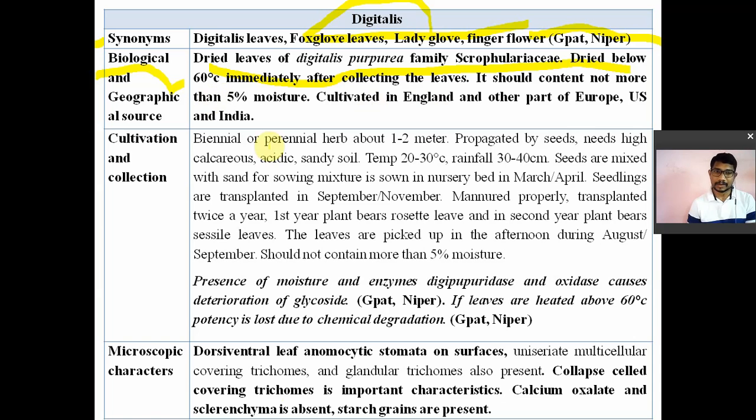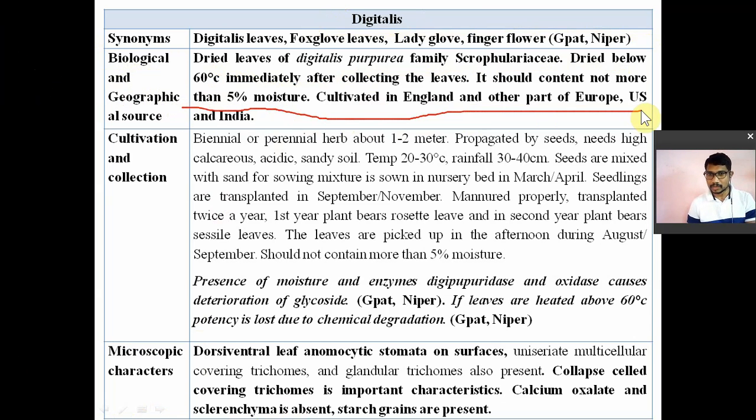Otherwise the potency of the cardiac glycosides will be lost due to decomposition. And if your collected plant has more than 5% moisture, again the potency is lost, or the glycoside will be hydrolyzed. So if you dry these digitalis leaves above 60, potency is lost due to decomposition.